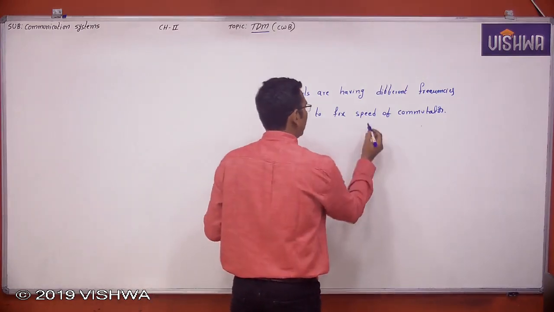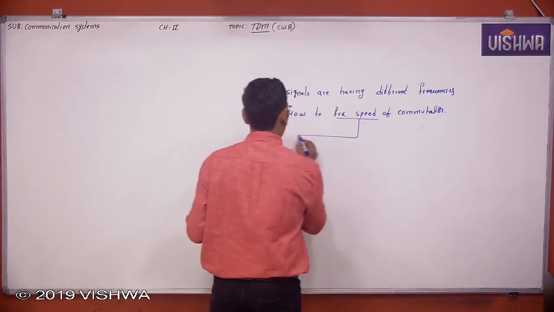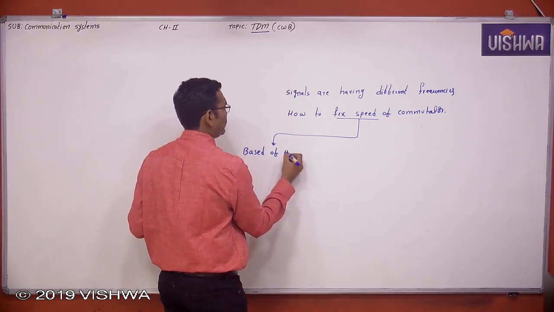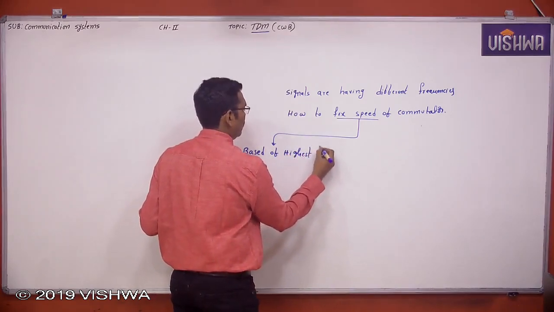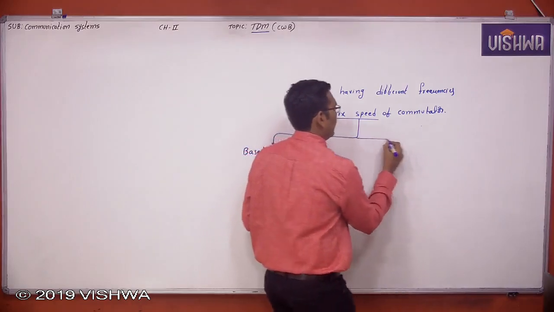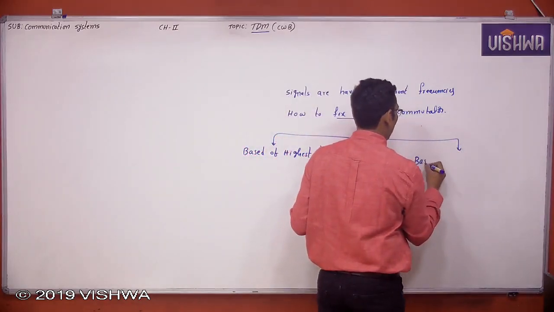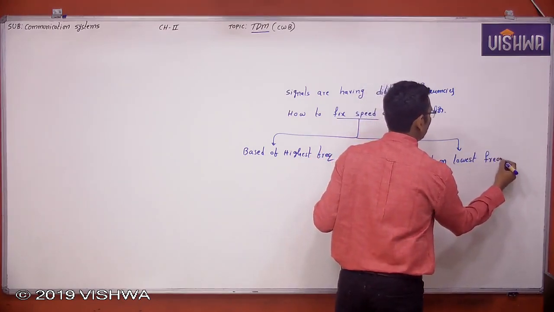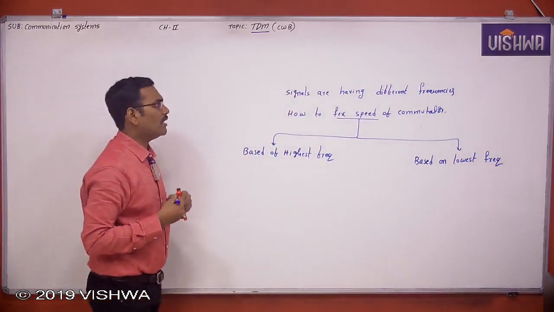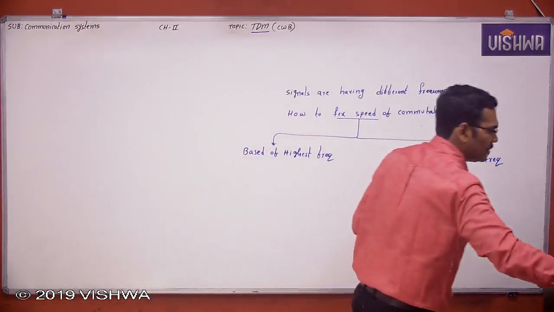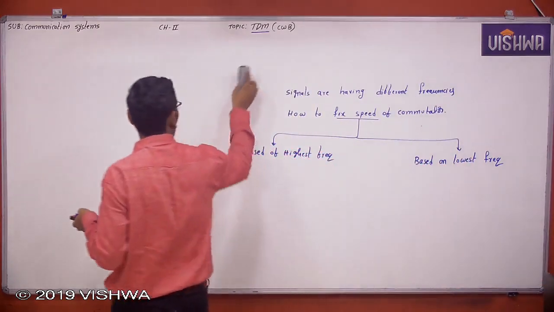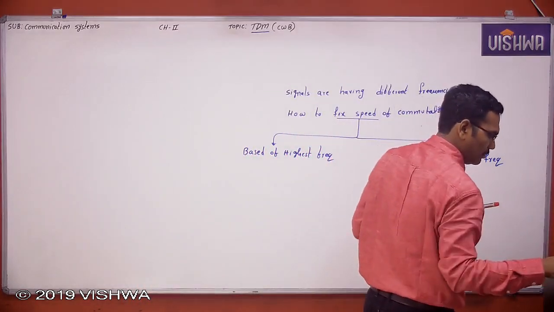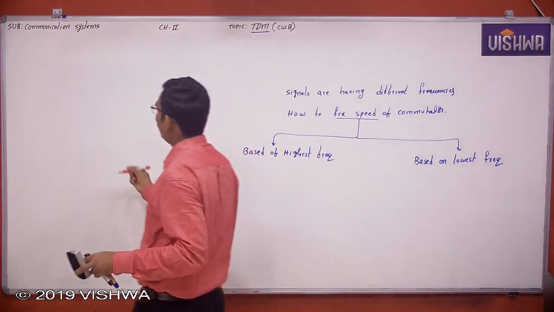There are two methods to fix the speed of the commutator. One is based on the highest frequency, and the second one is based on the lowest frequency. We will see what happens when we choose the highest frequency method or the lowest frequency method. Now we'll solve problem-wise so you can easily understand. This one is question number 14.